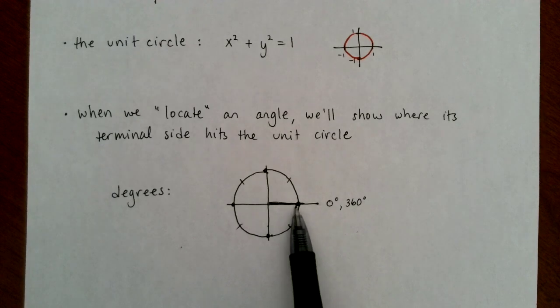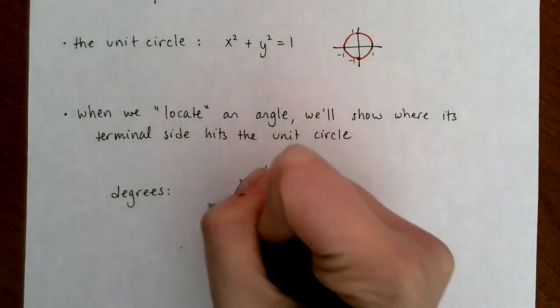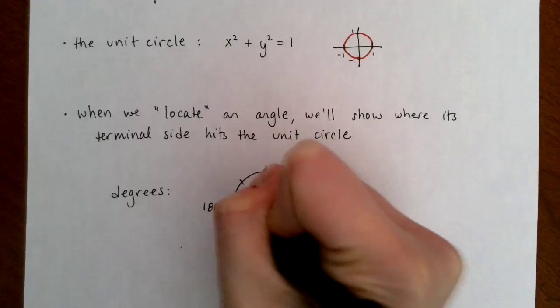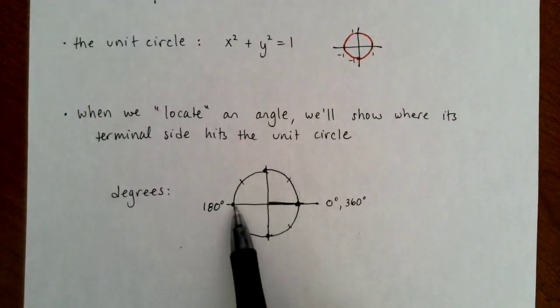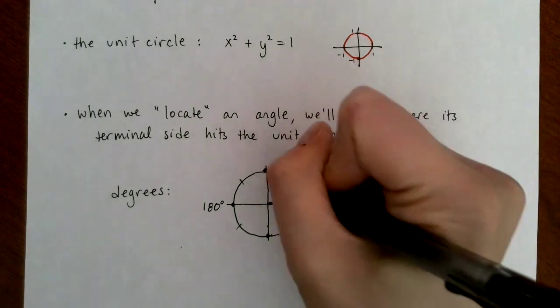All right, so if a full rotation is 360, then that means half a rotation is half of 360. So that would be 180 degrees, which brings us right over here to this location. Half of that would be 90 degrees, which is up here, right? So a 90-degree rotation lands you right here.